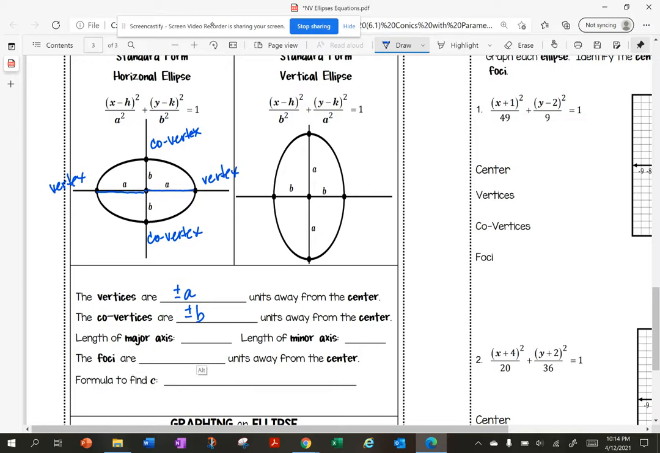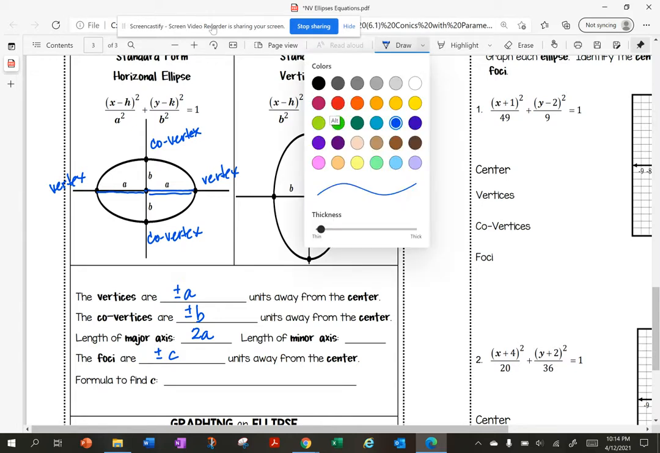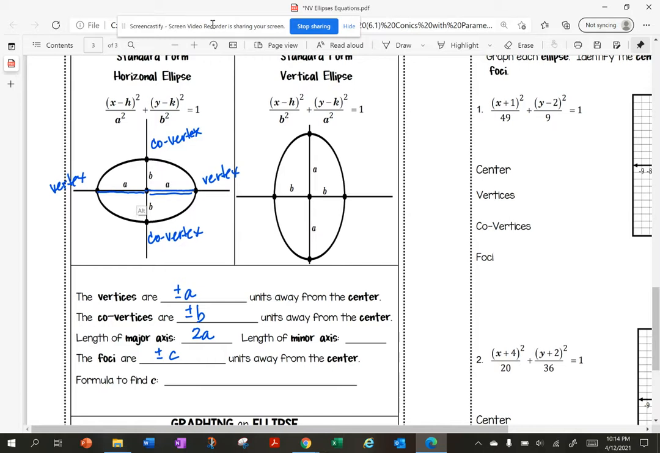That would make the length of the major axis 2a, so a plus a is 2a. And the foci are plus or minus c away from the center. So here are the foci, and this would be c away from the center.